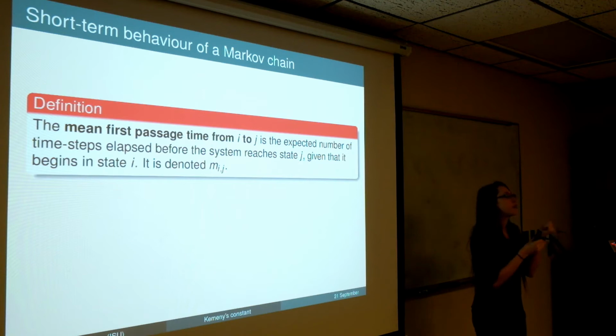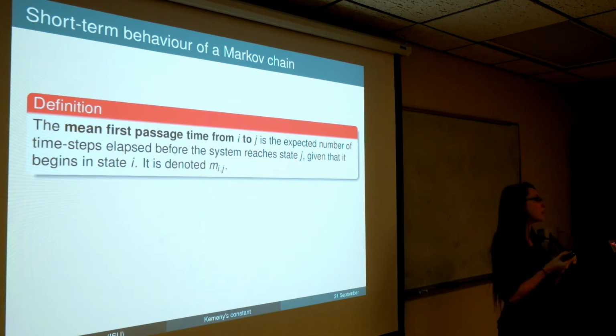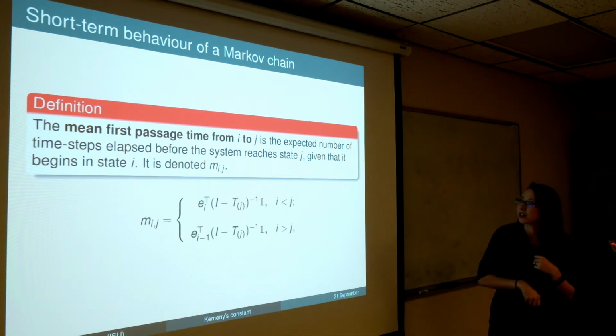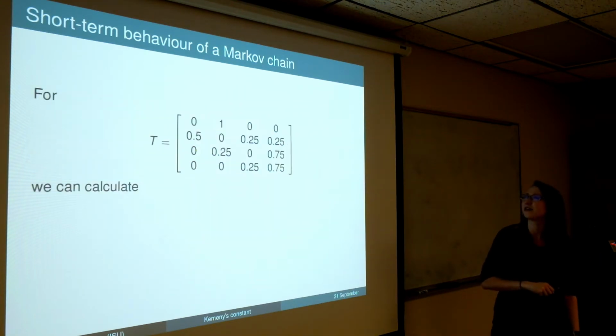For the short-term behavior, we talk about mean first passage time. So this is just the expected time it would take me to get to state j, given that I start in state i. There's a formula for that in terms of the transition matrix too, which we won't worry about in this talk. And these can range pretty widely.